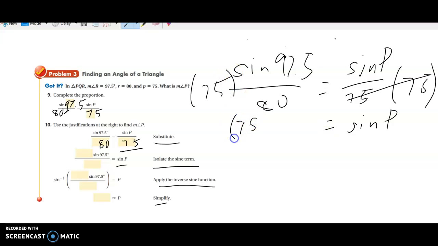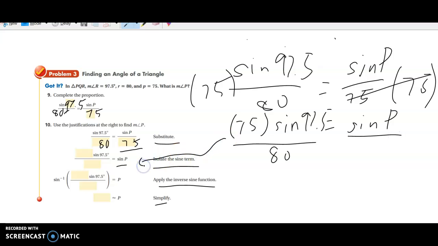75 times sine 97.5 over 80. And that's how we isolate the sine term, which is this. And we just do the same thing here and put those values. So this would be 75, parentheses, and this would be 80.